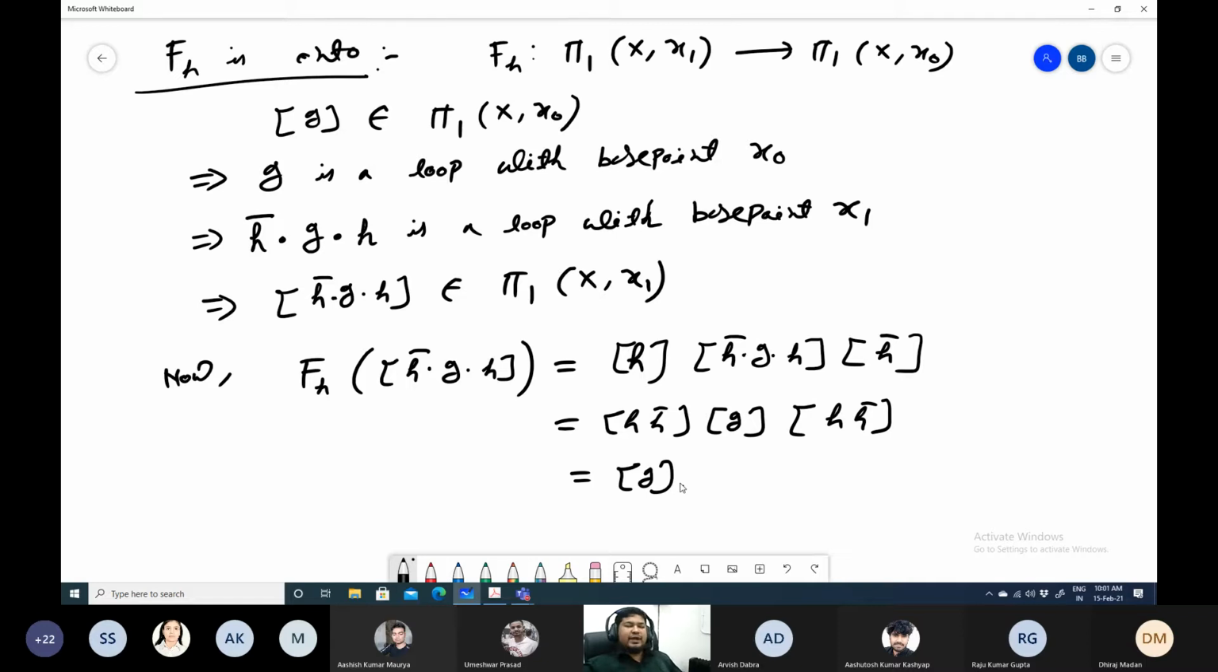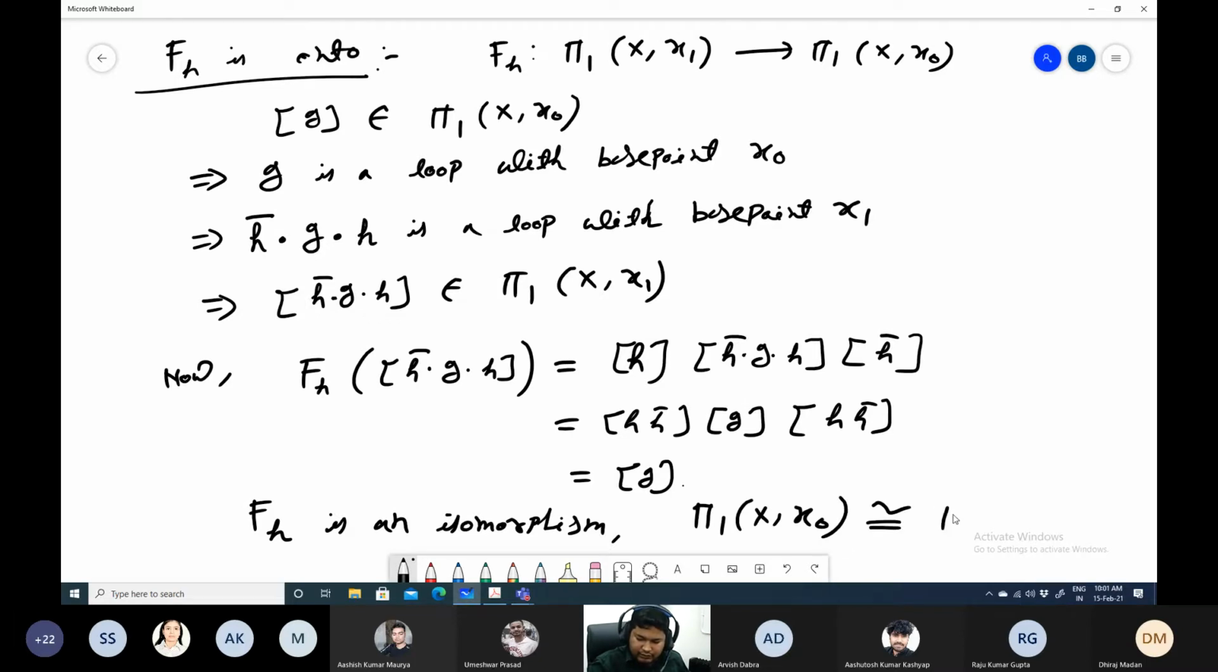So therefore if you have X any topological space, and if you have 2 points x0 and x1 which are connected by a path, then we can say that pi1(X, x1) and pi1(X, x0) are isomorphic. That is, this is an isomorphism. Or you can say pi1(X, x0) is isomorphic to pi1(X, x1).